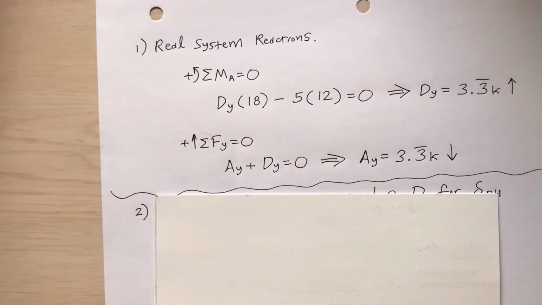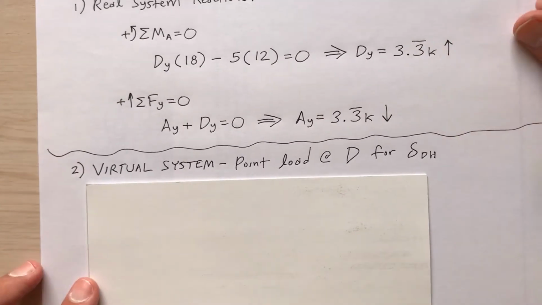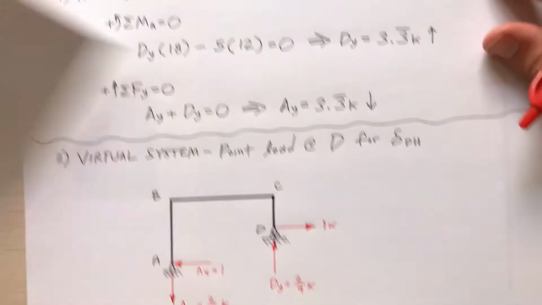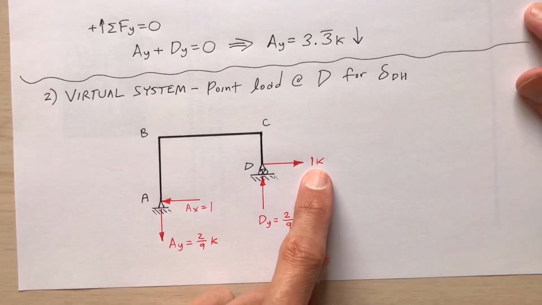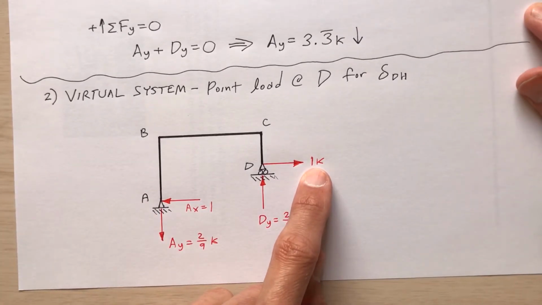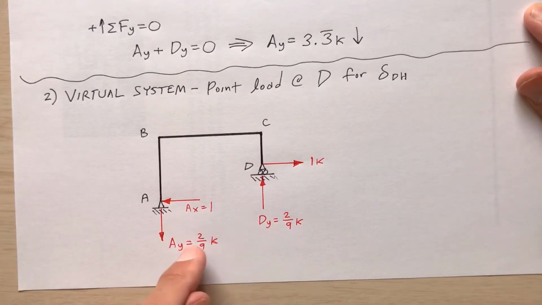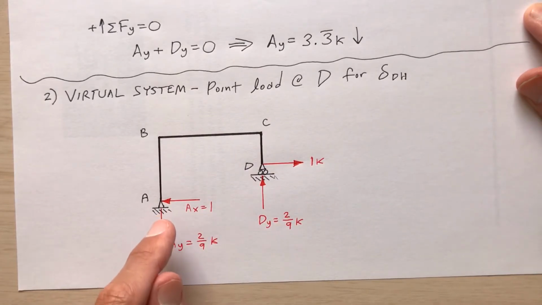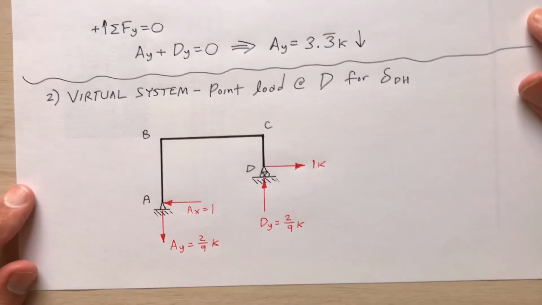Step two for the virtual work method. Apply a point load at D. Okay, so here's a stick figure of the same frame. Apply that 1 kip point load. Okay, and then use statics to calculate the three reactions, D sub Y, A sub X, and A sub Y.